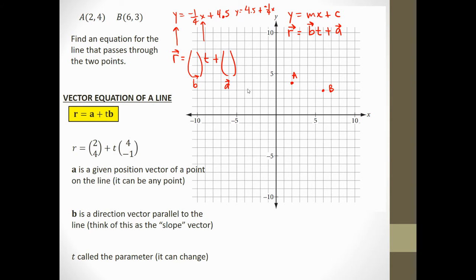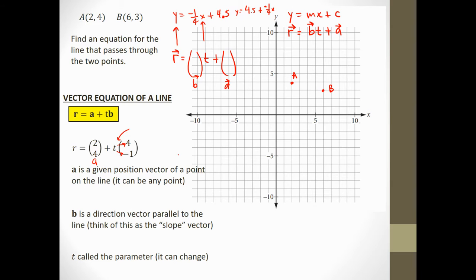So here's the vector equation. 2, 4, that's the A vector. And then, like I said, the parameter can go in the front or the back. Typically it's in the front, and that's a scalar multiple. It gets multiplied by both of these.